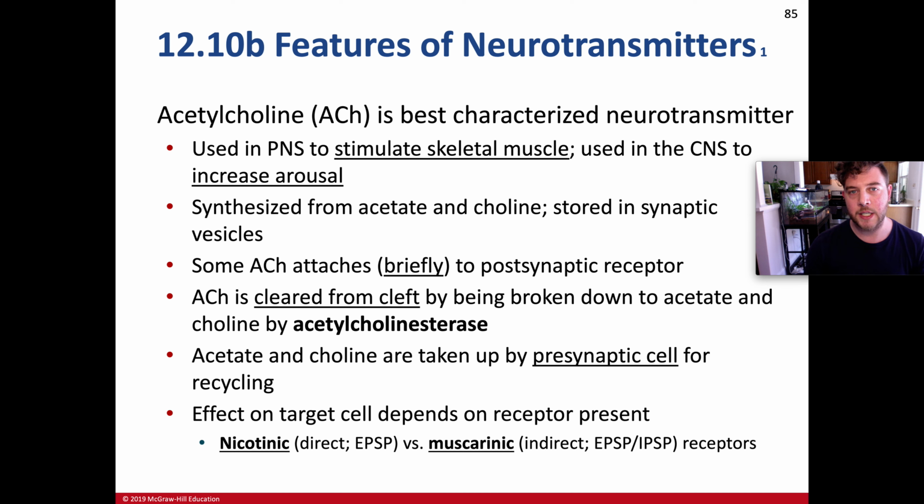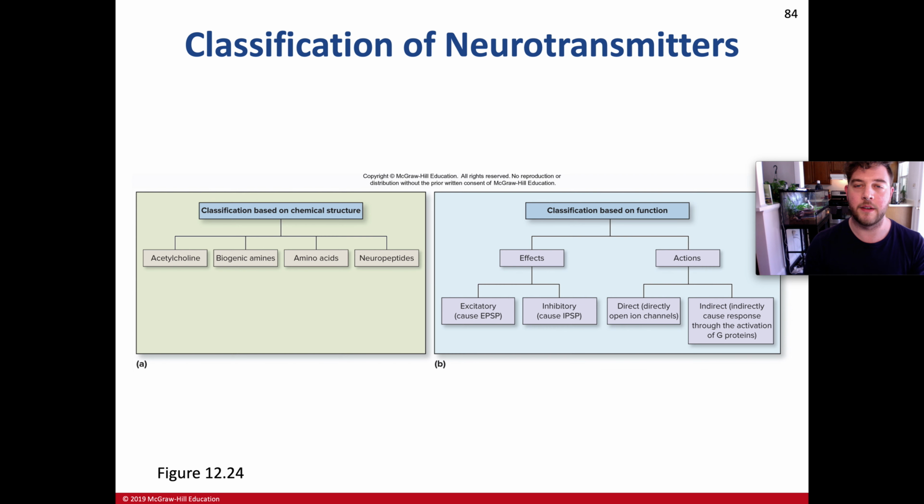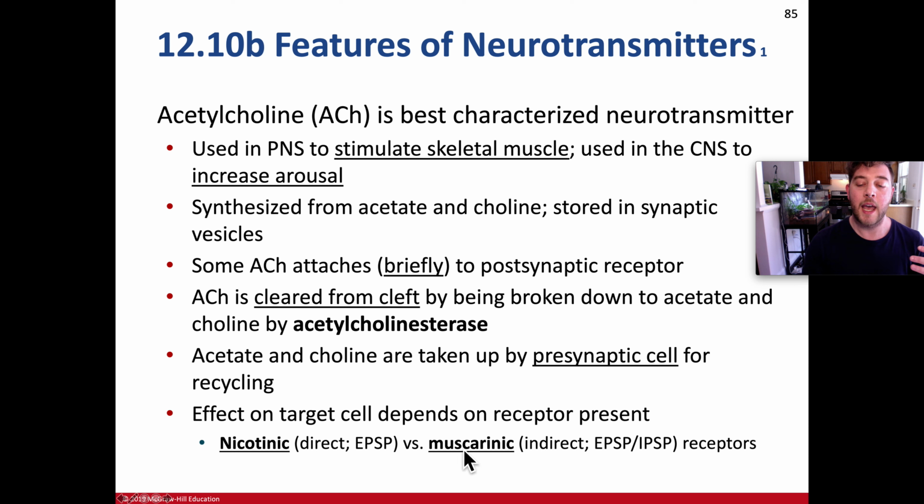If it's a muscarinic receptor, it's going to act indirectly, and that means that it will go through that G protein cascade, and you'll have either an EPSP or an IPSP. So nicotinic receptor: direct, EPSP. Muscarinic receptor: indirect, it could be EPSP or IPSP.